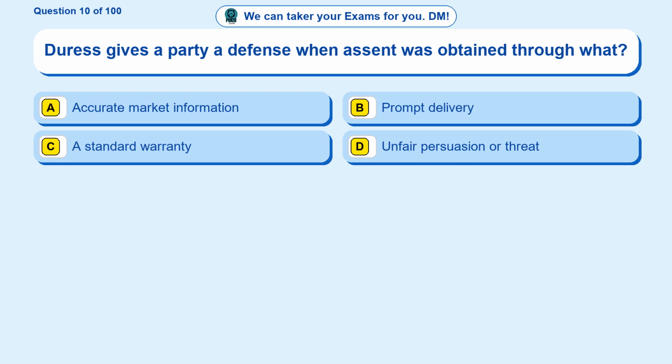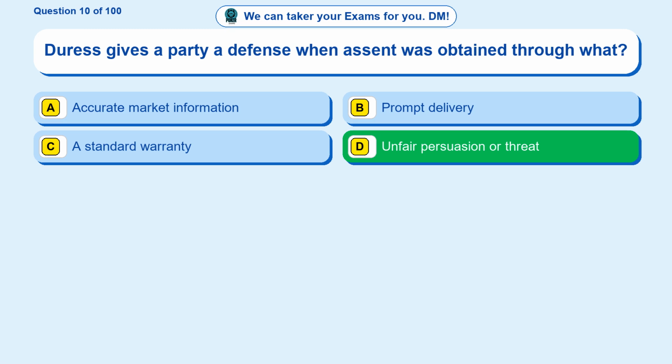Question 10. Duress gives a party a defense when assent was obtained through what? Option A. Accurate market information. Option B. Prompt delivery. Option C. A standard warranty. Option D. Unfair persuasion or threat. The correct answer is option D.